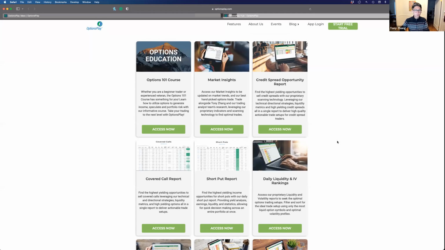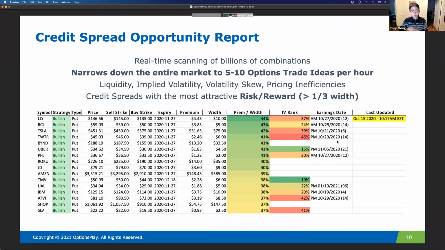For example, we have our credit spread opportunity report. This is by far one of the most popular tools from traders. A lot of you like to sell credit spreads, and this report is designed to quickly find credit spreads that provide some type of edge in the broader market. So as you can see, we look at the percentage of the width that you're collecting in terms of premium. These are credit spreads where the risk to reward are skewed in your favor, where we collect more than 1/3 of the width and you're risking less than $2 for every $1 you can potentially make.